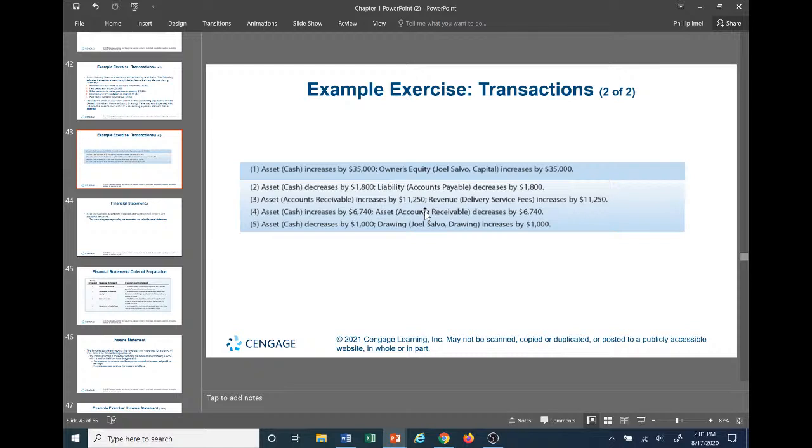Because it's money owed to us, but at the same time, we provided a good or service, and that's a revenue producing activity. So we're receiving accounts receivable. That's an asset because someone else owes us that money, and we're also producing revenue. So we're going to credit that revenue to the equity of the company by the same amount of $11,250.